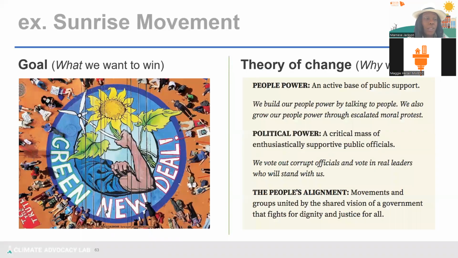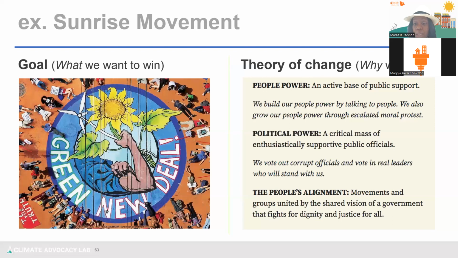So I want to give you an example of Sunrise Movement. Their goal, and I get this from Climate Advocacy Lab, what we want to win is the power. Their theory of change is why we will win. Power to people and an active base of support groups. We build our power by talking to people. We also grow our power through escalated moral protests, political power, and a critical mass of supportive public officials. We vote out corrupted officials and vote in real leaders who will stand with us. And then the people's alignment, movements and groups united by the shared vision of government that fights for dignity and justice for all.